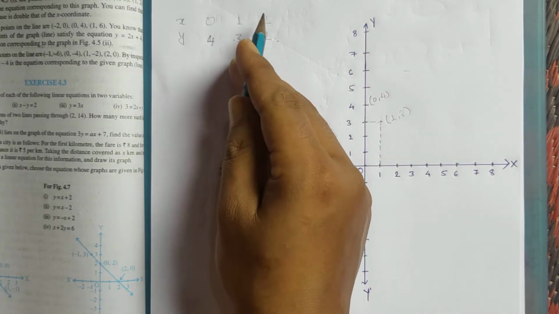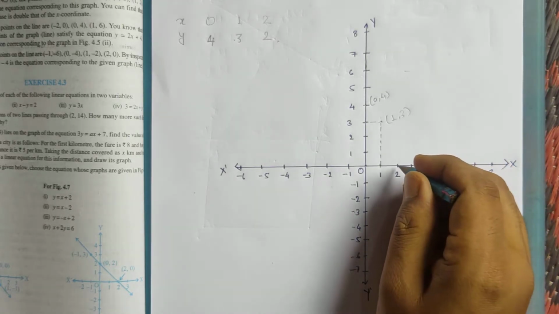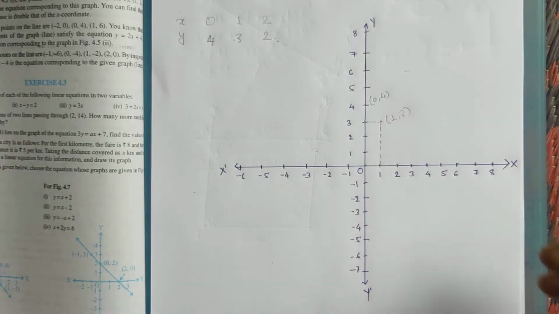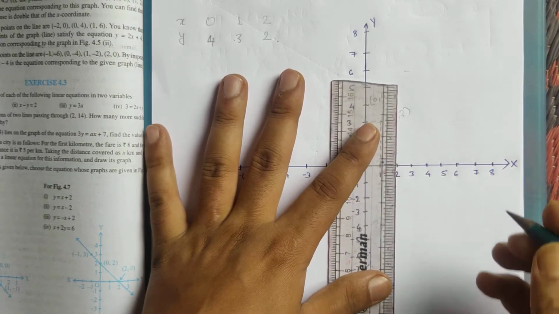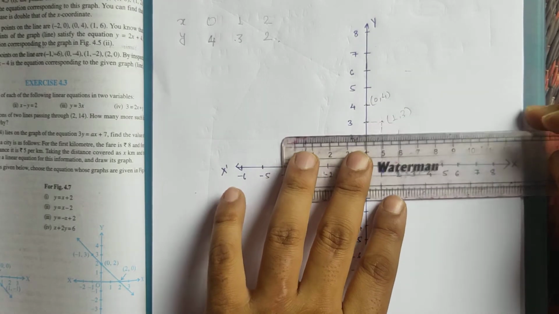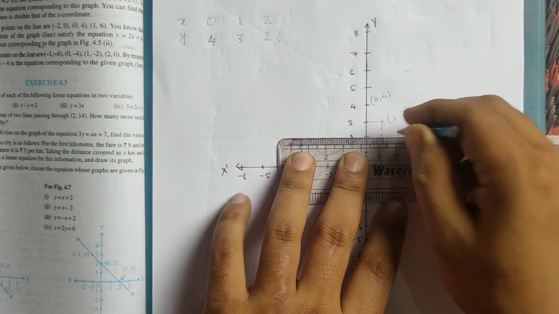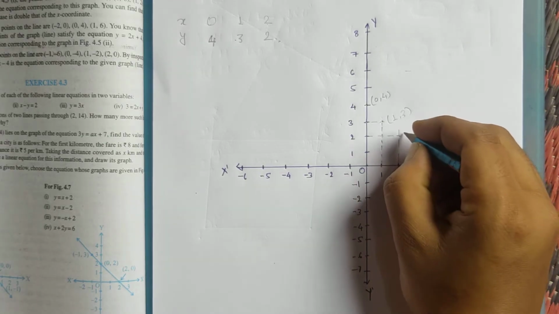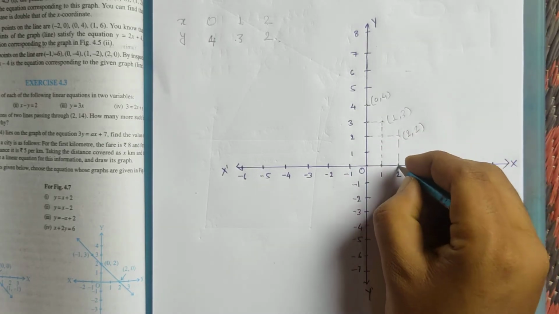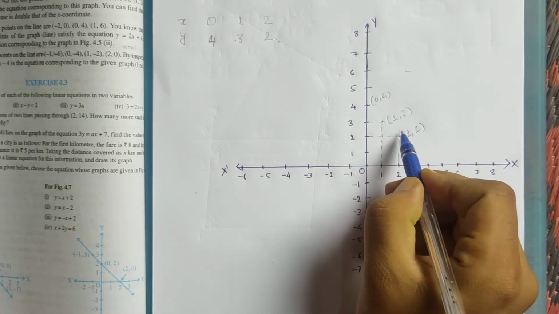Now the last one is (2, 2). The last coordinate is (2, 2). So we have to take 2 on the x-axis and 2 on the y-axis. Both axes have the value 2. So on the x-axis 2 is there and on the y-axis 2 is there. Okay, so with the help of a scale I am finding the intersection with x equal to 2 and y equal to 2. Both are positive. So we have found 3 different points: (0, 4), (1, 3) and (2, 2).